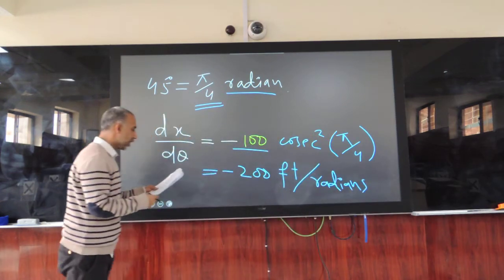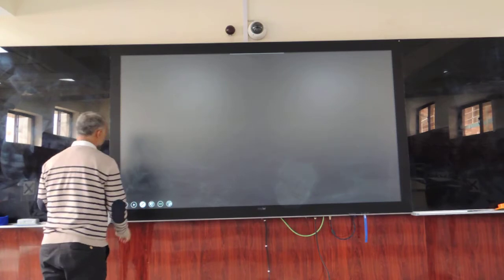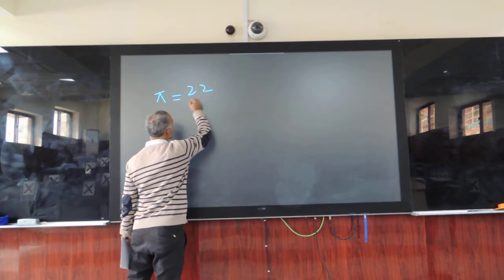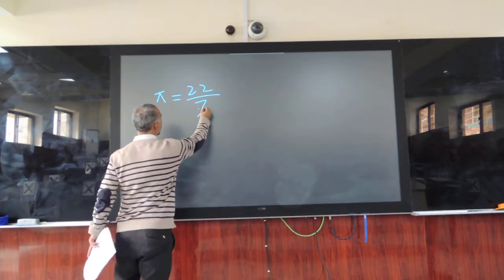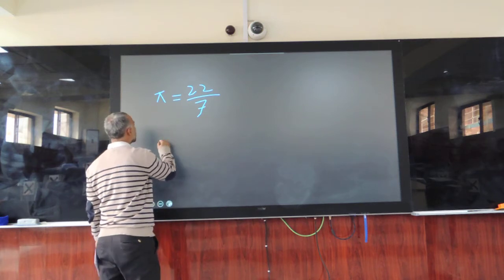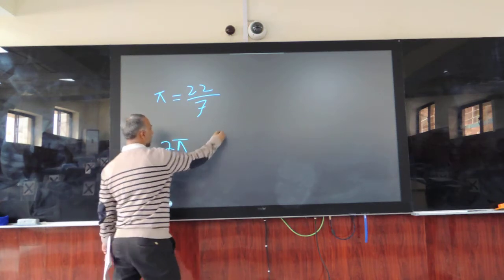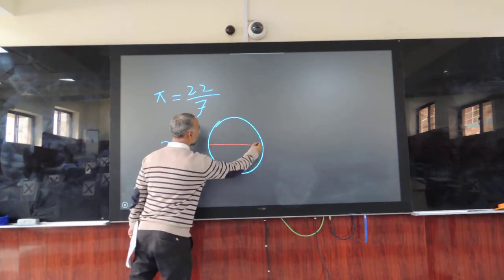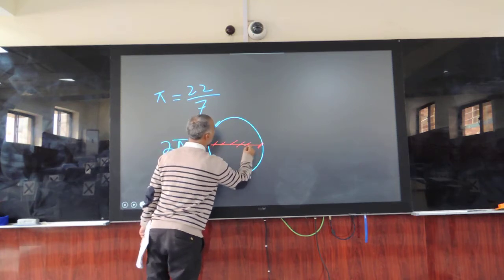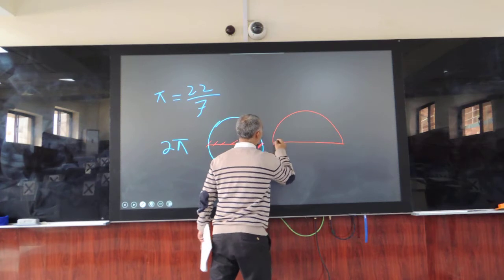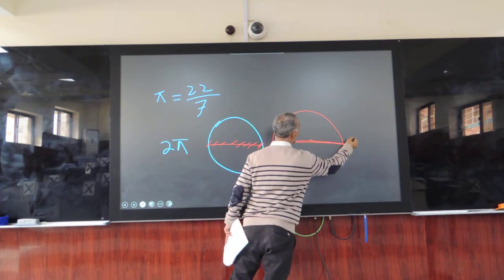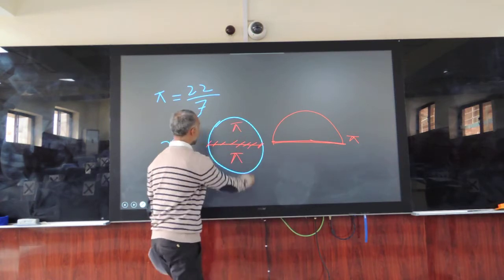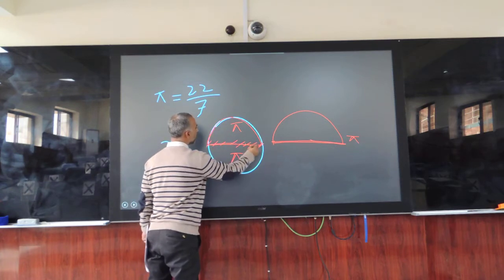But remember, we need to transform this radian into degree, and for this we should know that pi is the ratio of circumference to the diameter of a circle. The complete circumference is equivalent to 2 pi, that is the complete circle. Once we divide this circle into half, this line represents pi, the lower portion is pi and the upper portion is also equivalent to pi. So there is a straight line.